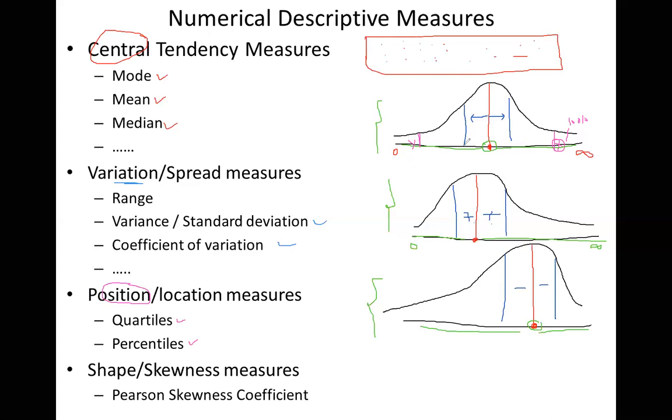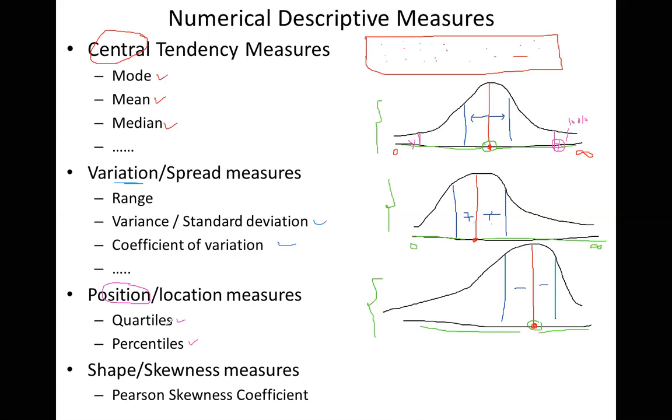So that's the general overview for the numerical measures. Why do we have different numerical measures? Because we are describing different characteristics of the data which we are studying. If you are calculating mean or median or mode, why? To describe the center or the typical value. If you are calculating variance or standard deviation or coefficient of variation, why? To describe the variation around the center.